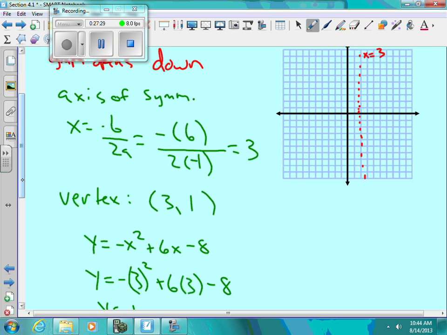So x equals 3. And I just realized the x equals 3 line goes through x equals 2. So let's try putting that up the correct way. 2, 3. Didn't count over far enough. My fault. But I corrected the mistake, so it's still okay. So let's plot (3, 1), which is right here. Here's my vertex. We know it opens down, but we need points on either side.